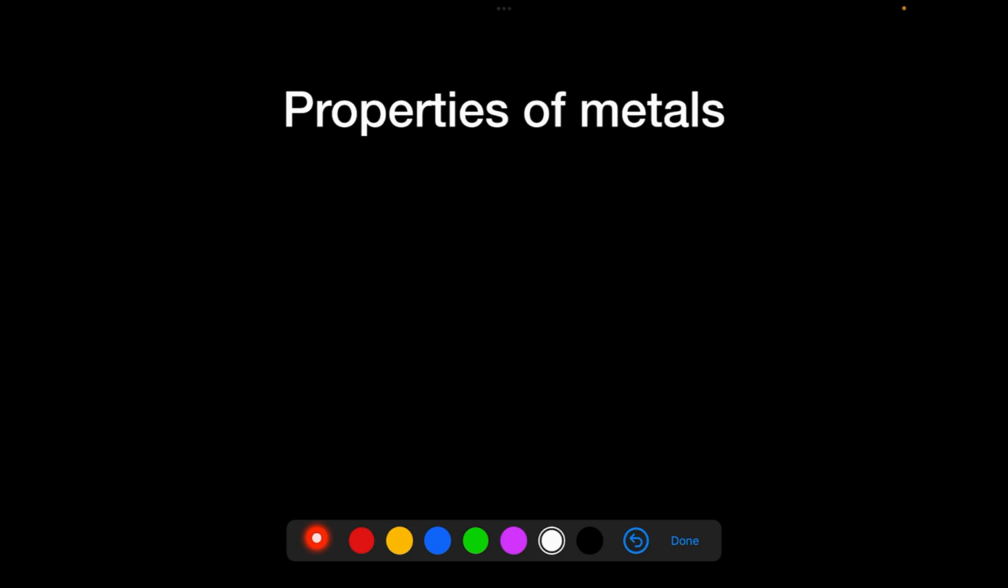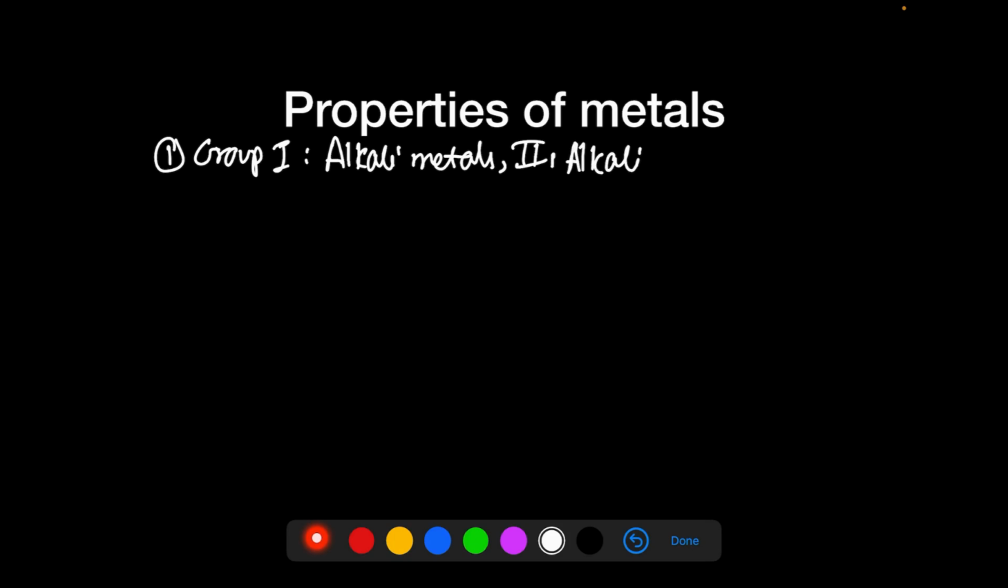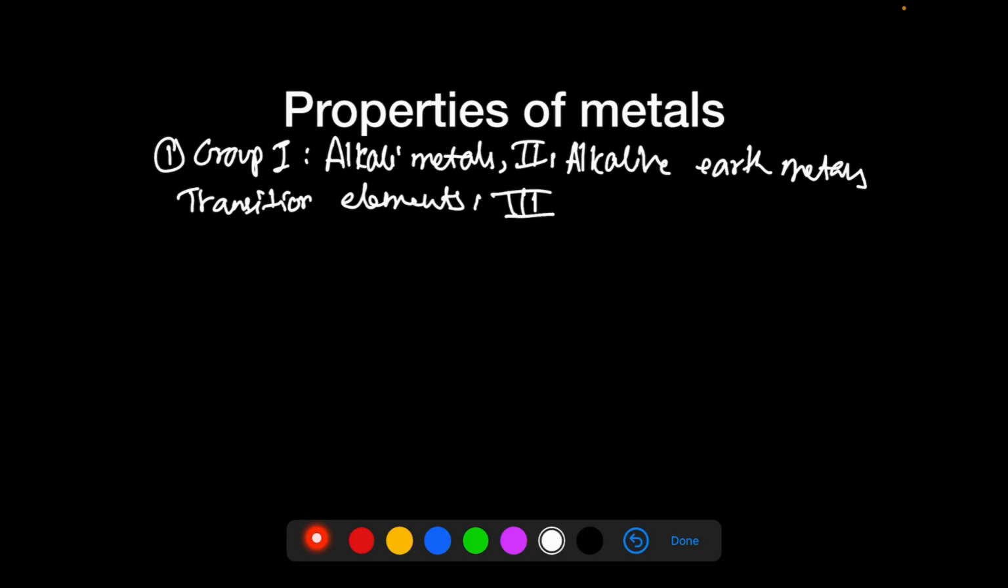Now, there are three groups of metals. We have group 1, which are alkaline metals. Group 2, which are alkaline earth metals. We have transition elements. And group 3, which are post-transition metals.